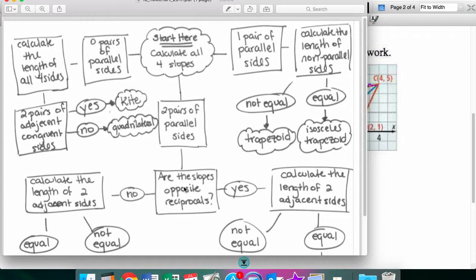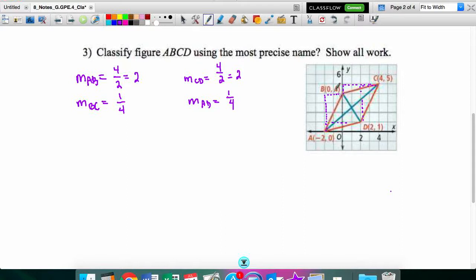The flowchart then tells us to look for opposite reciprocal slopes. Opposite reciprocal slopes are our flipped and opposite signs. 2 and 1/4 are not flipped nor opposite. So our answer would be no, and we would go left in our flowchart. We would move on to the next box, which tells us to calculate the length of 2 adjacent sides. Adjacent, if you recall, means near. So they should be sides connected to each other. So pick any 2 sides.